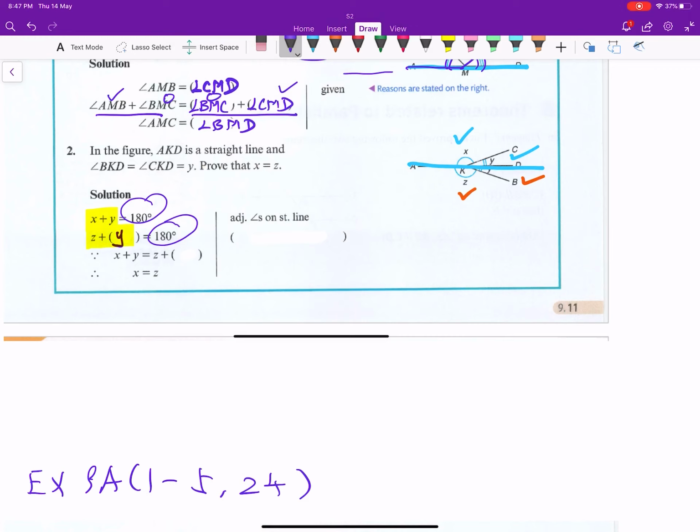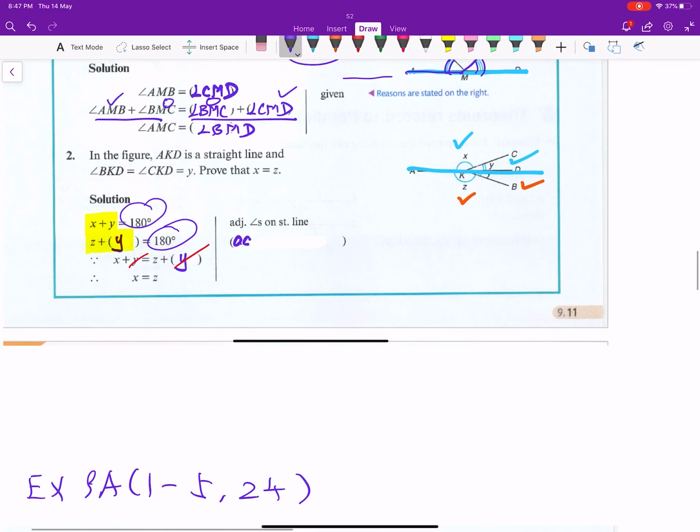So X plus Y equals Y plus Z, okay? And then after deleting the Y on both sides, you can find that X equals Z, okay? Okay, so this one is very important. Please pay attention to how you present it in a simple way, and make sure you understand these questions. Number 2, okay?